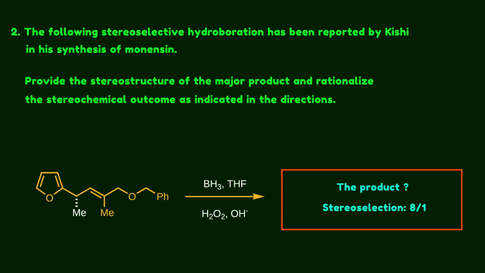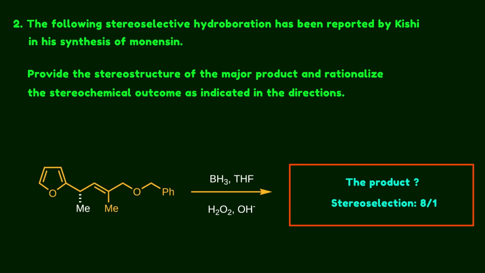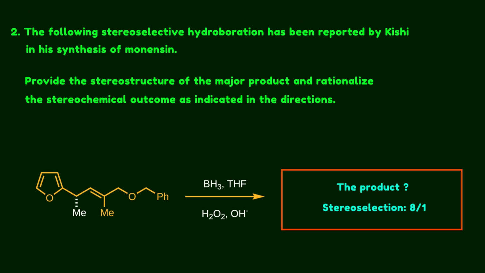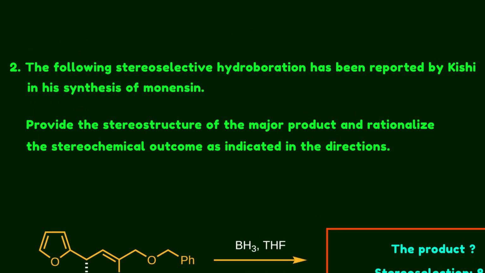In the second question, this compound containing a double bond undergoes a hydroboration reaction. You are asked to determine the product and explain the stereoselectivity. This stereoselective hydroboration is part of the total synthesis of monensin, reported by Kishi in 1979.